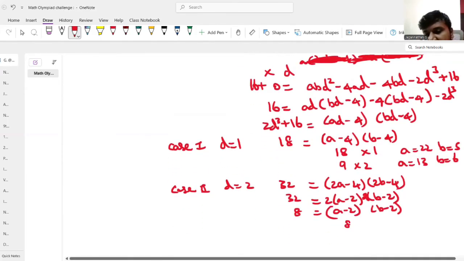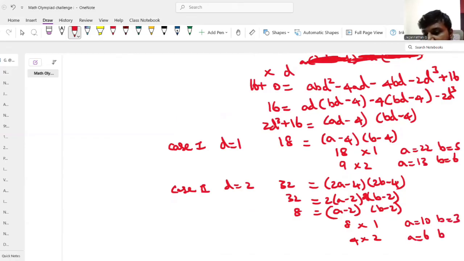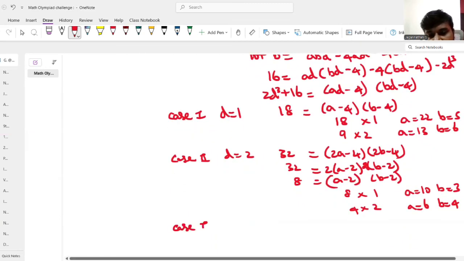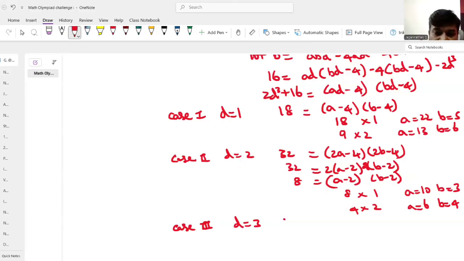Again, here you can take the cases of 8 into 1 or 4 into 2. Then it will give you A equal to 10, B equal to 3, or A equal to 6, B equal to 4. The other cases will fail because A will become less than B. Similarly, you will have to go with case 3, D equal to 3. So 2 into 3 cube, 27 2s are 54, 54 plus 16, 70. 70 is equal to 3A minus 4 into 3B minus 4.